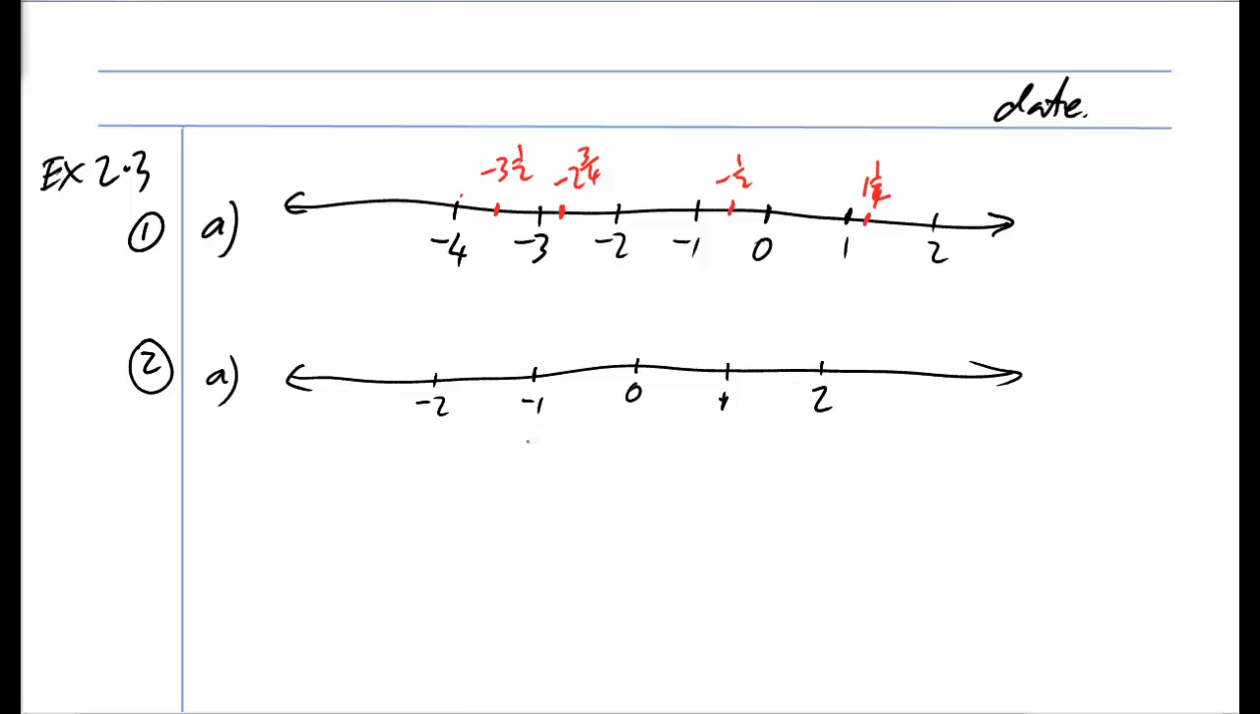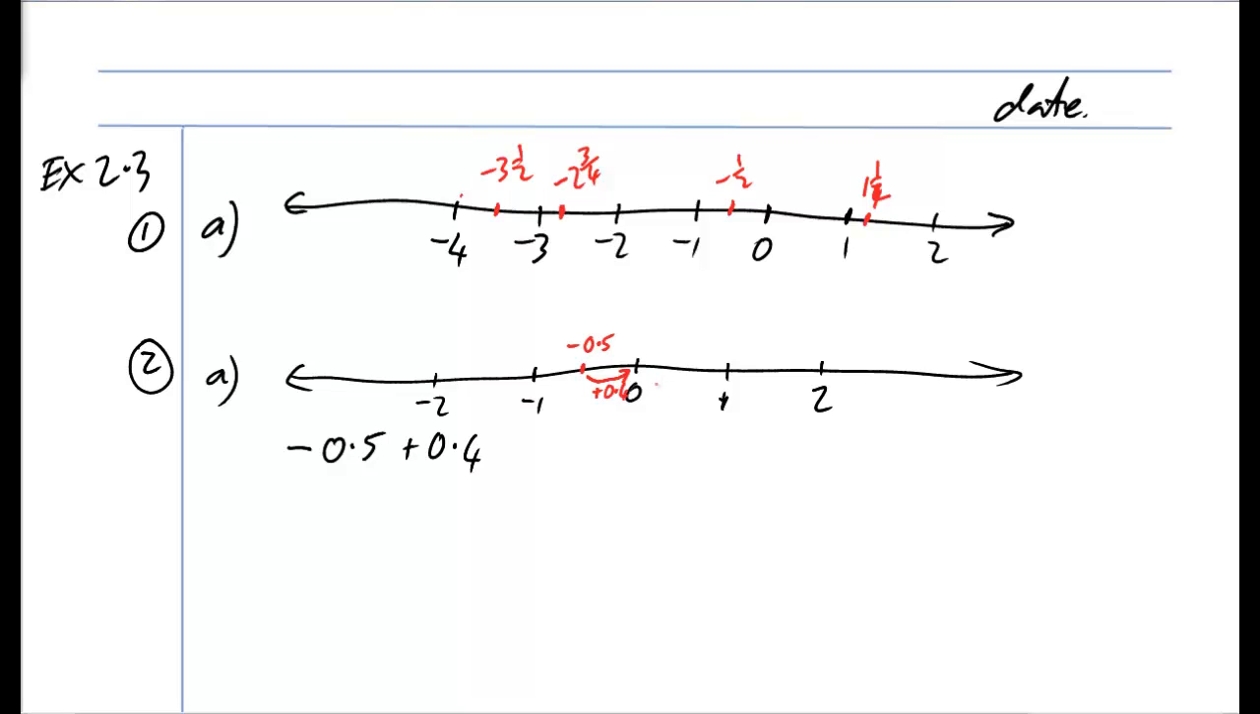So what we've got is negative 0.5 plus 0.4. Actually, I'll change the pen colour. So we go back to negative 0.5, and we're going to add on 0.4.